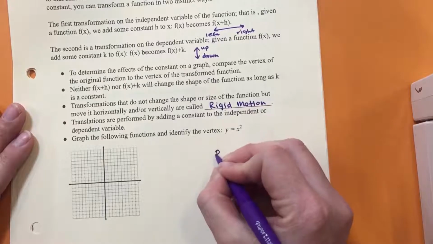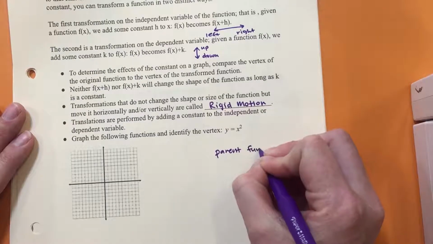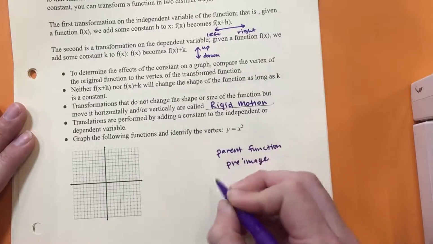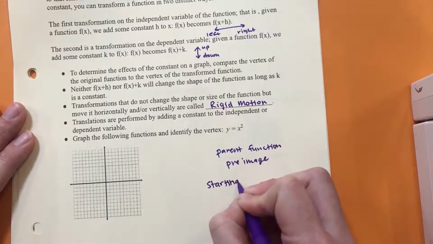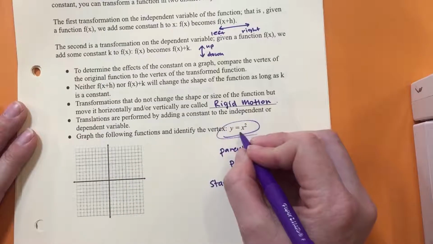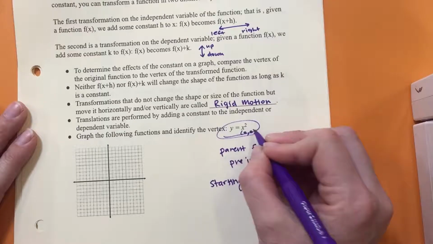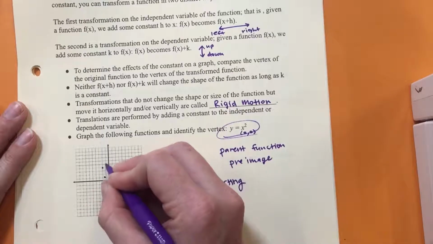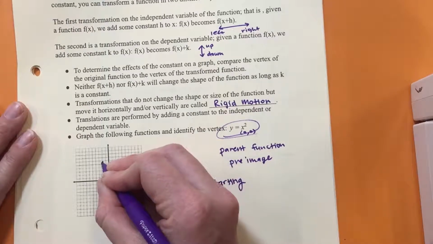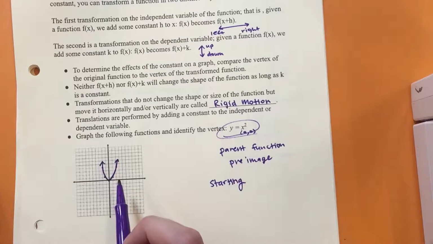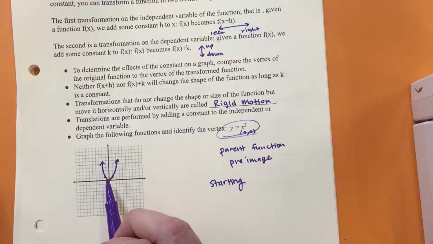So our parent function, or preimage, is our starting point. So it's where our graph starts at x squared. X squared, if you made a table or if you used vertex form, it'd be at 0, 0. And it would open up. So this would be our starting point. We would always start at 0, 0. So whenever we are trying to identify the transformation, we want to start at 0 and say how far over and how far up or down it moves.